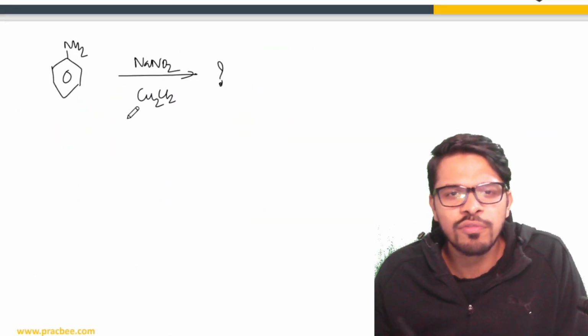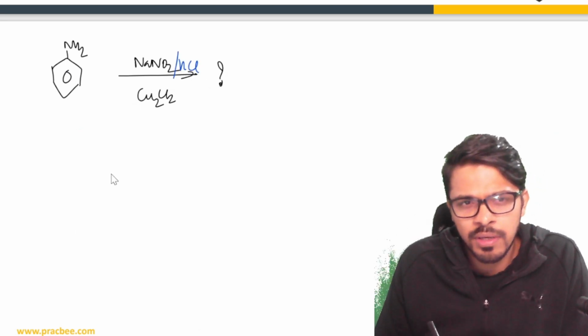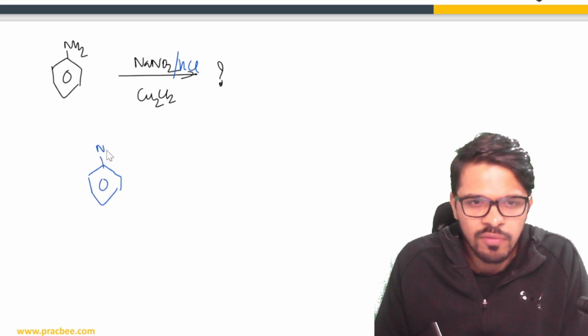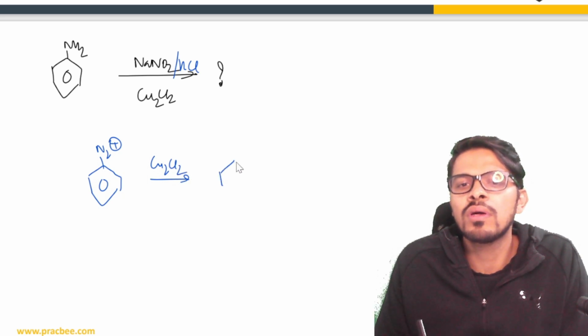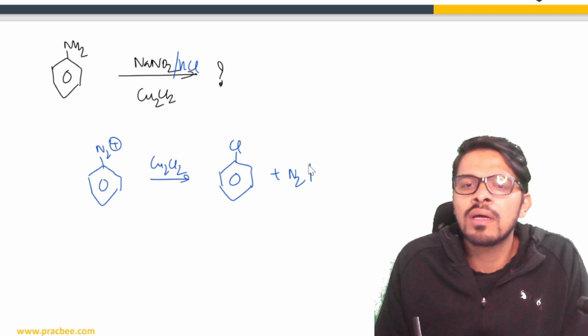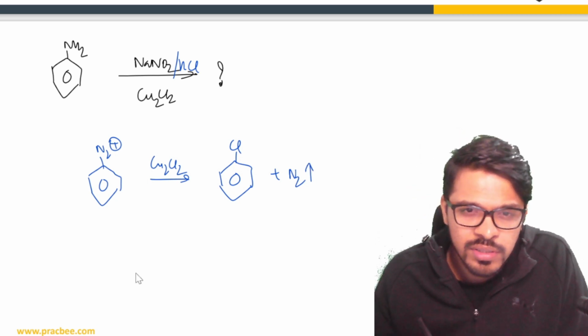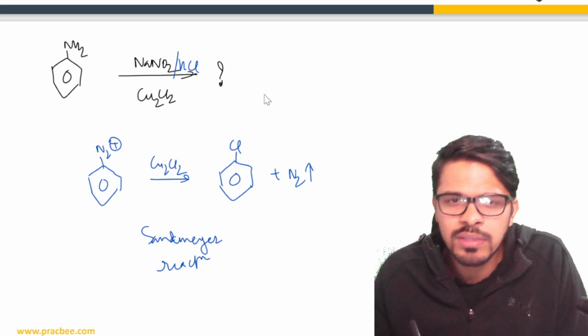Next is reaction of aniline with NaNO2. I think HCl should also be present. So what we will get? We will get diazonium ion, and then on reaction with CuCl2, chloride ion will replace the N2 plus group and N2 will go away, right? So this is basically Sandmeyer reaction, and the product is chlorobenzene.